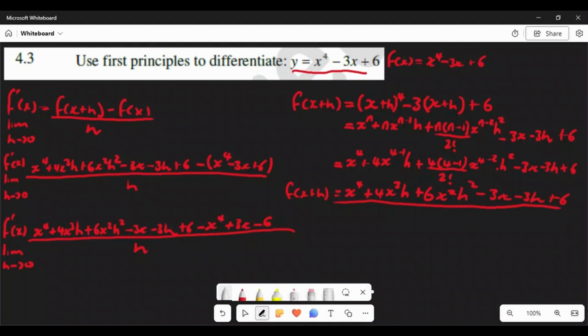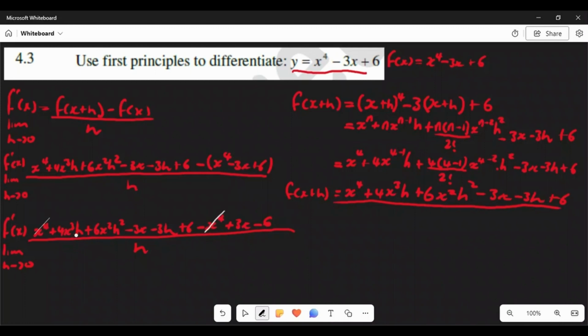subtract them. What you should know here, guys, to check if you did the right thing is all the terms that have h must remain, and all the terms that don't have h with them, they must cancel. So let's start with x to the power of 4. There's no h there, so this positive x to the power of 4 is going to cancel with negative x to the power of 4. You guys see?